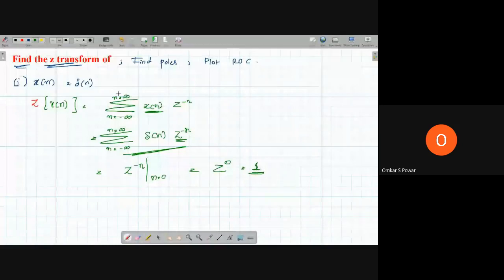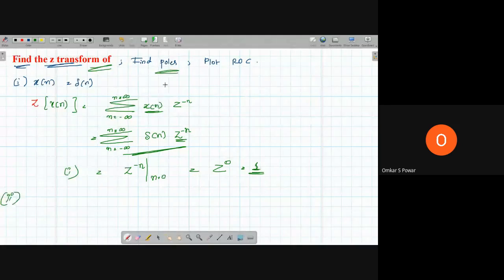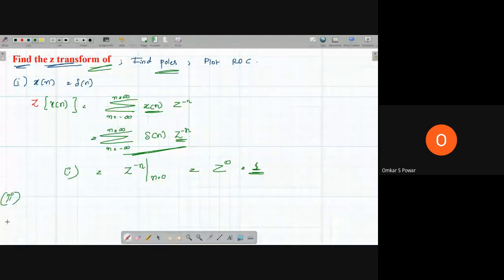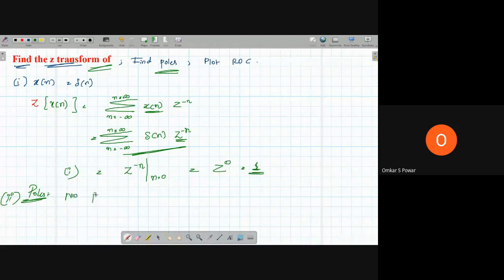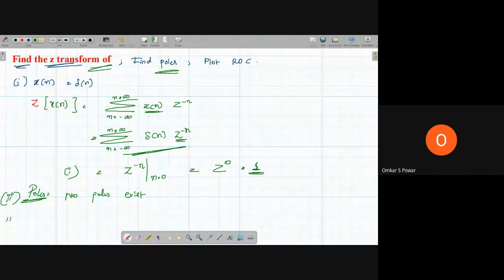First one, the Z transform. So that is done. Second one, what have they asked? Find the poles. So what I told, if you have the equation, you have to equate the denominator to 0, you'll get the poles. But here there is no denominator. So no poles exist. Okay. Then coming to the region of convergence. What is the ROC for this one?